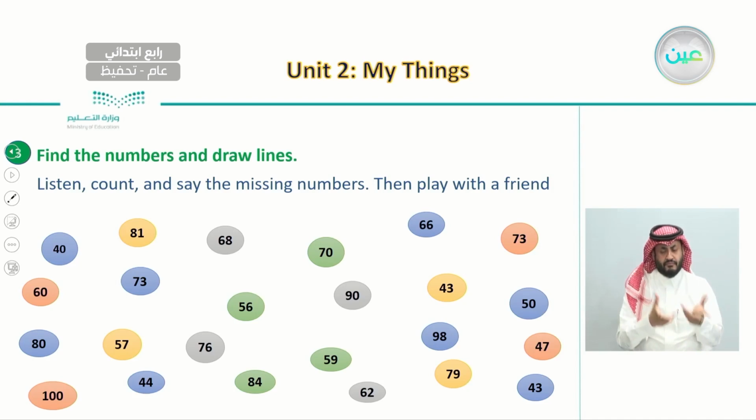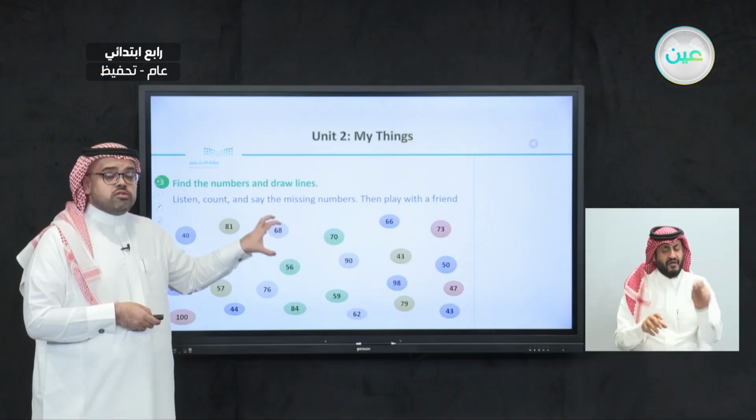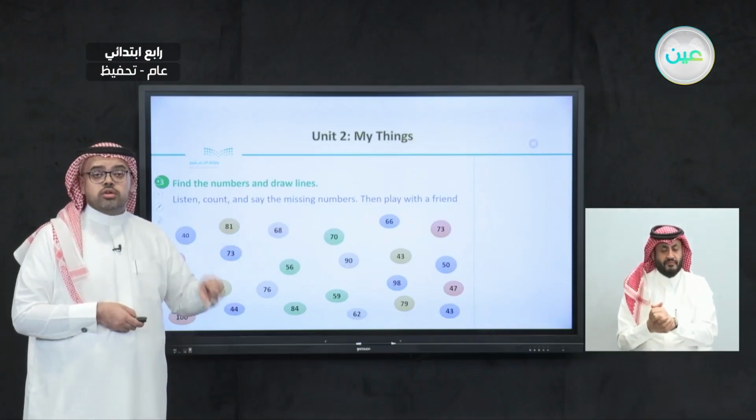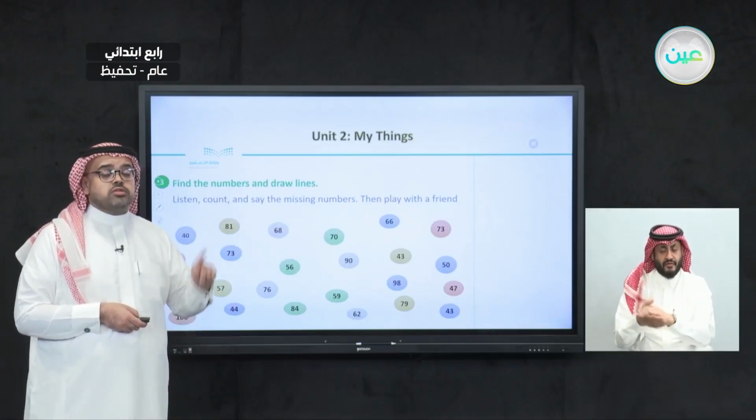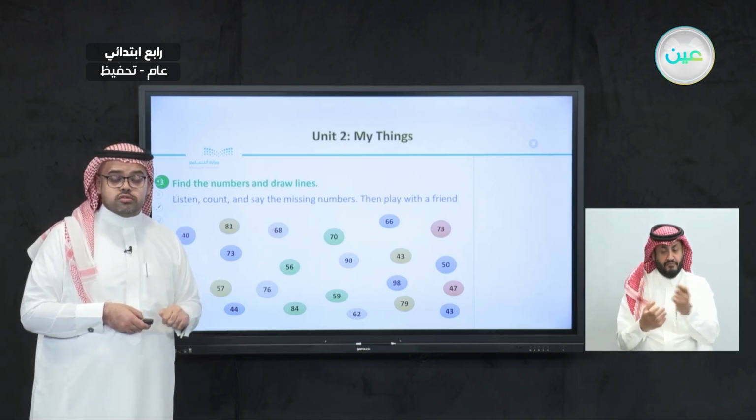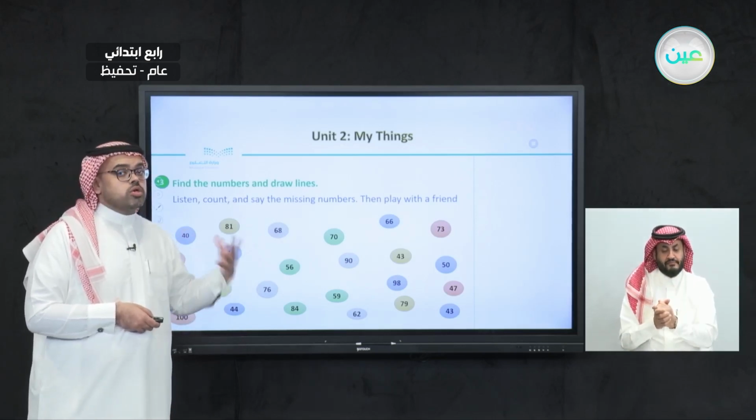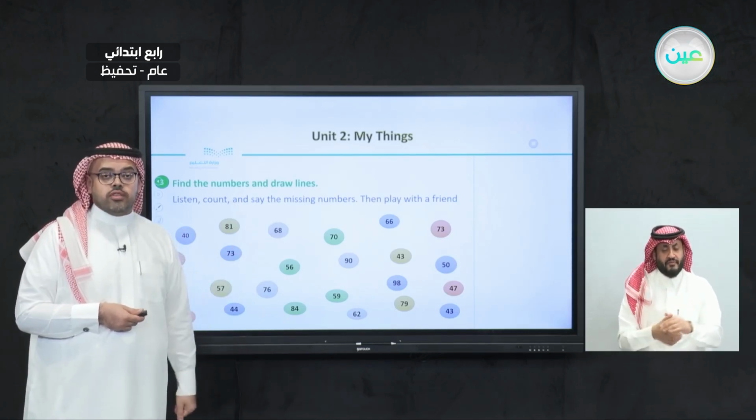And the last thing we did with this exercise or with this lesson, we said to try to count these circles from 40 to 100, and if you find a missing letter, you should write it down next to these circles, and it will be more enjoyable if you play it with a friend.